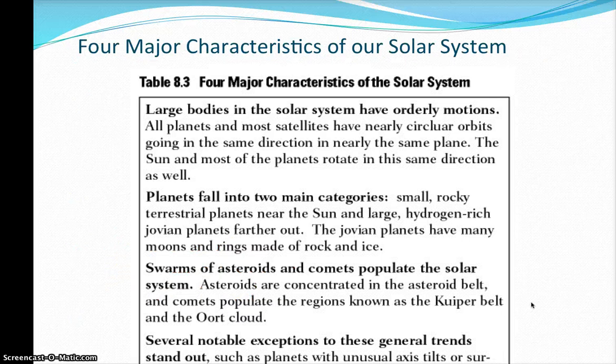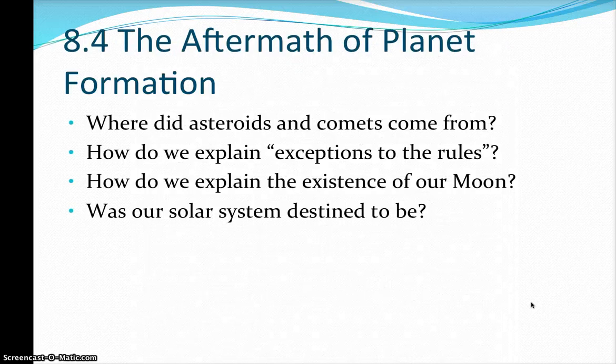So as we finish this up, notice that we've really been able to explain most of the characteristics of our solar system through this nebular theory. We have explained the orderly motion, the two main categories of planets, and the asteroids and comets. How do we explain the exceptions?